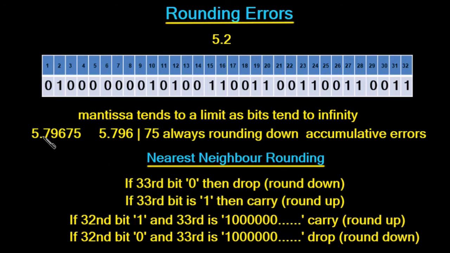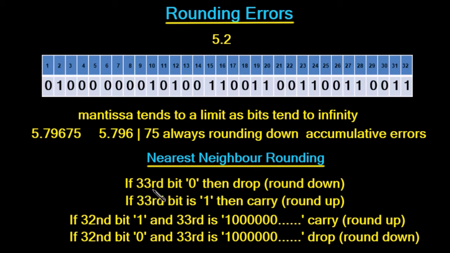So let's say we had the decimal number 5.79675 and we decided to round it to 3 decimal places. Well, what we could do is just chop off the last 2 digits here. In that case the number would be 5.796. So no matter what number comes afterwards, we're just chopping it down to the value 6. So we're always rounding down. Now this is not a good idea because you're going to possibly get accumulative errors by always rounding in the same way. So what we can do is use something called nearest neighbour rounding.